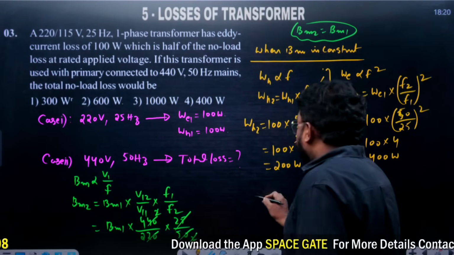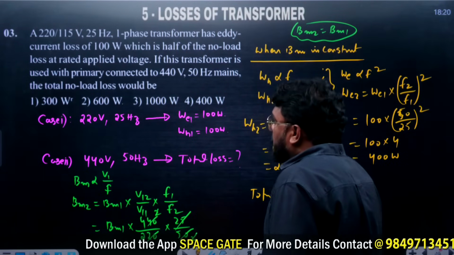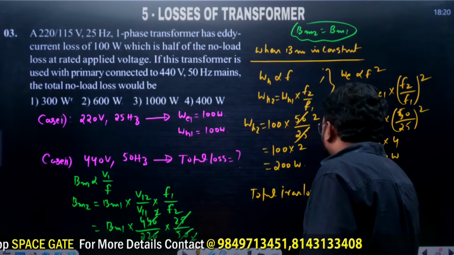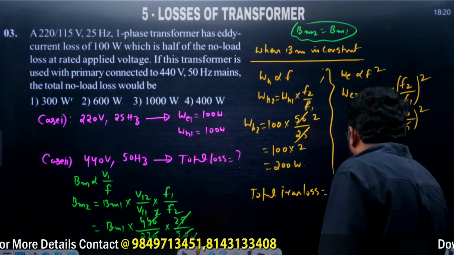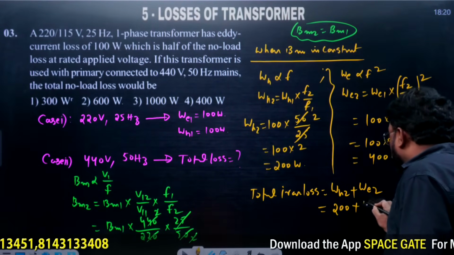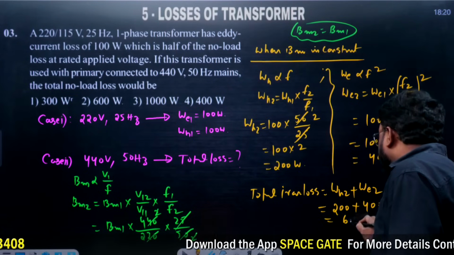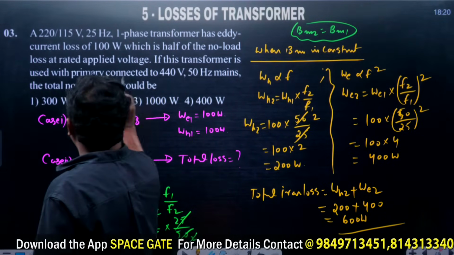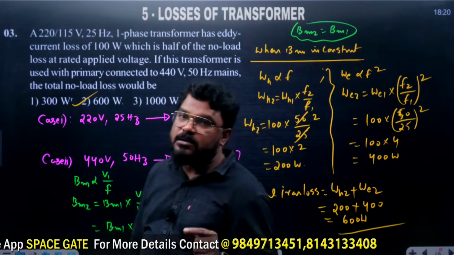Now we require the total no load loss, total iron loss. So it is equal to WH2 plus WE2, equal to 200 plus 400, equal to 600 watts. So this is the answer for this question. 600 watts is the correct answer for this question.